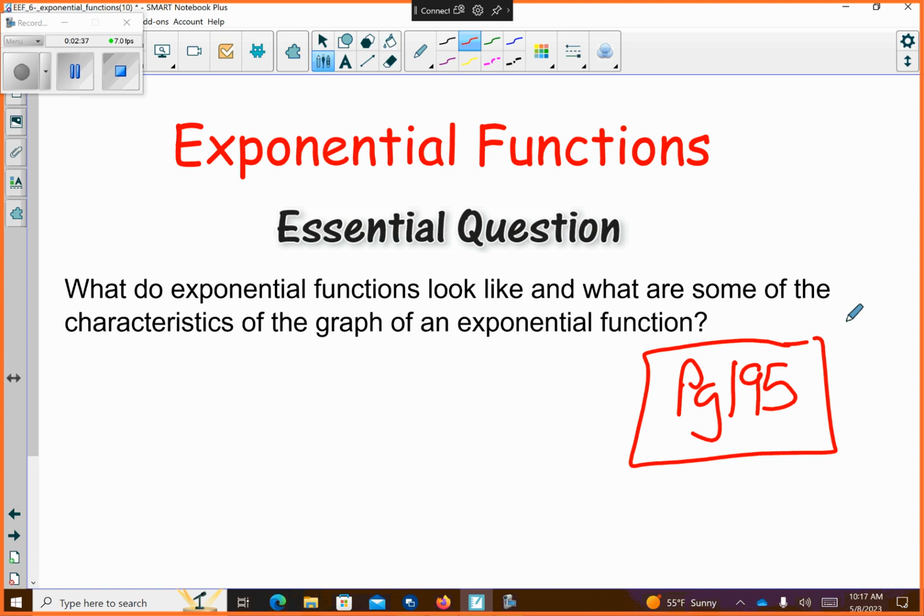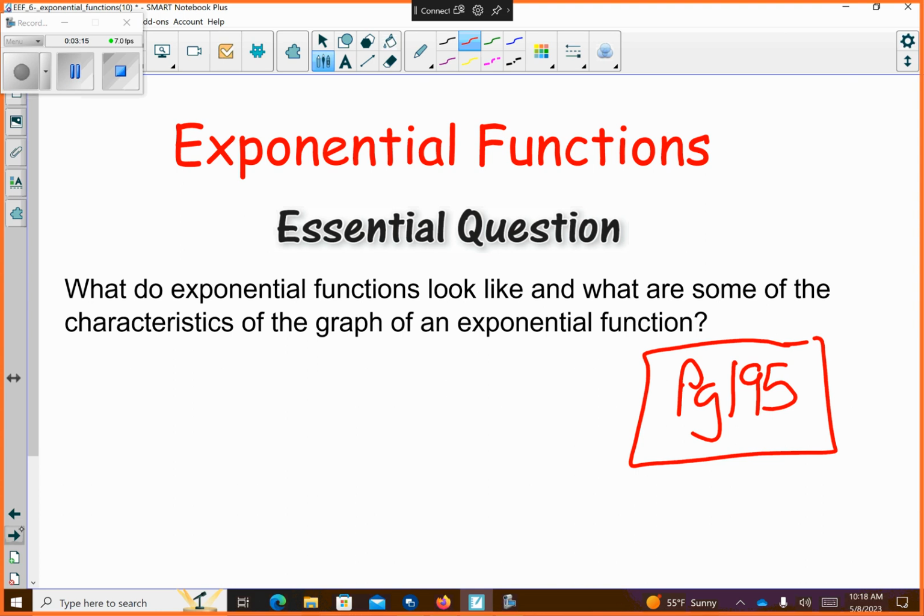Okay, friends, I'm on page 195. And it says, what do exponential functions look like? And what are some of the characteristics of the graph of the exponential function? Okay. So we're not going real deep in detail, but an exponential function, I will tell you, you have an exponent. You have something that is raised to, which is not a number. It's a variable, a letter. Okay. And the graphs, we're going with real basic graphs, where growth and decay. And you just have to kind of look at it.